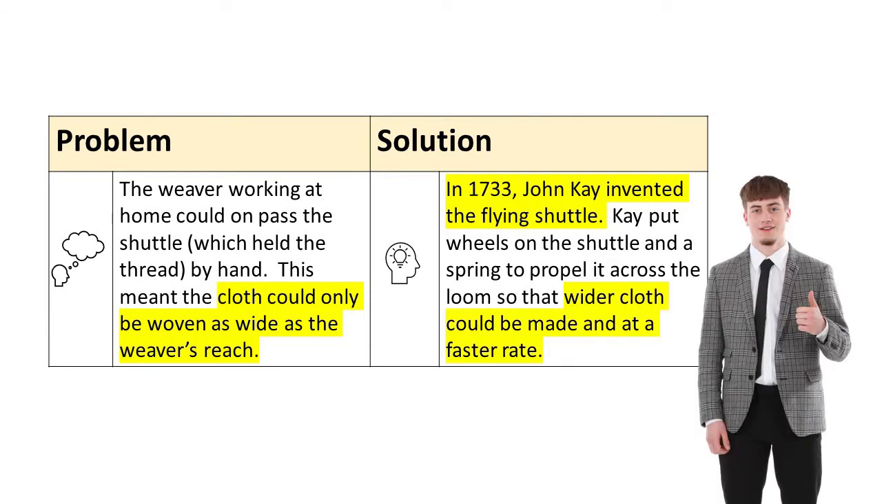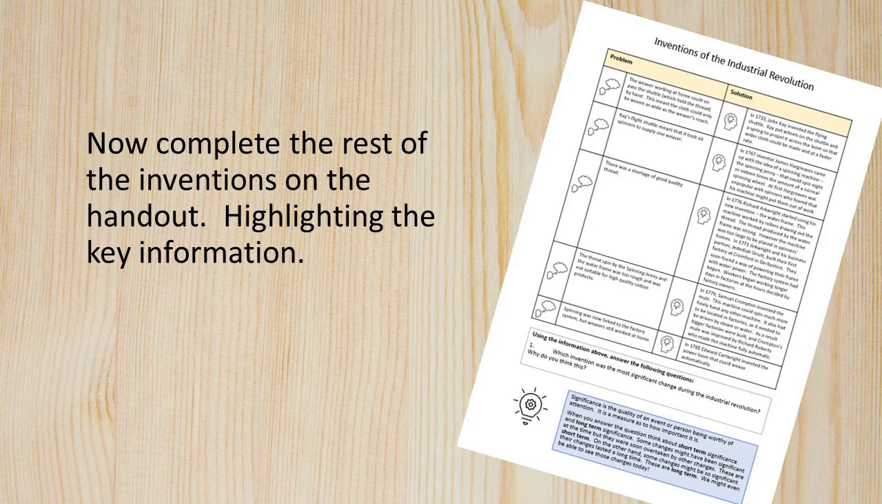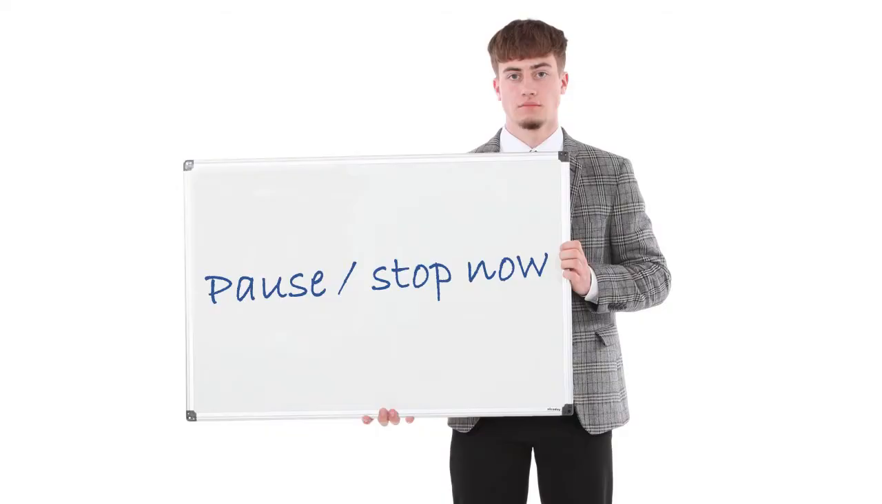And then we're going to highlight one more piece. Wider cloth could be made and at a faster rate. And I've highlighted that too. So I've got 3 points highlighted on that first piece of the handout. Now what I want you to do is to carry on with the rest of the handout. Go through each problem and each solution and highlight what you think is the key information. Pause the video whilst you do that. You should spend about half an hour completing it if you do it properly. And once you're done, restart the video.